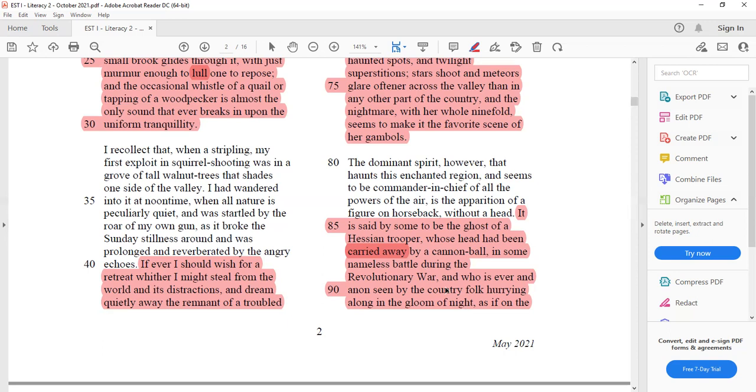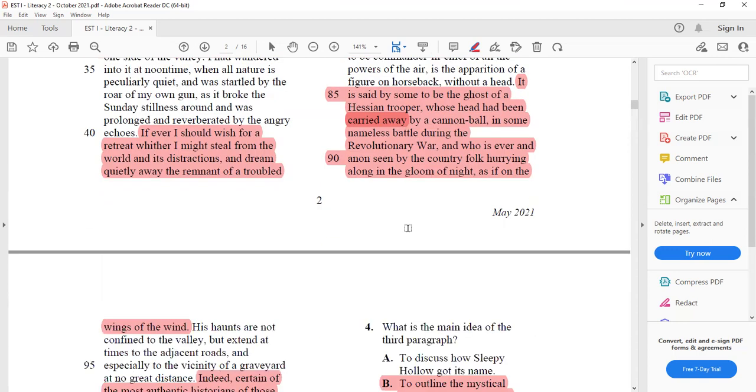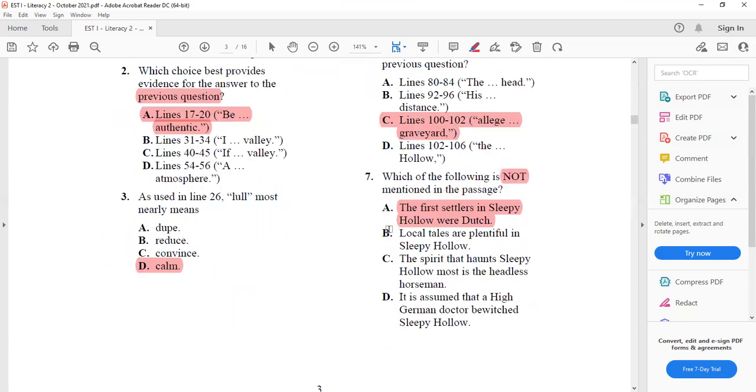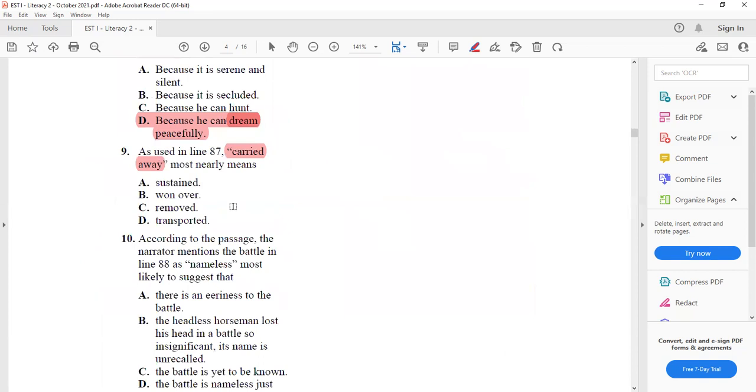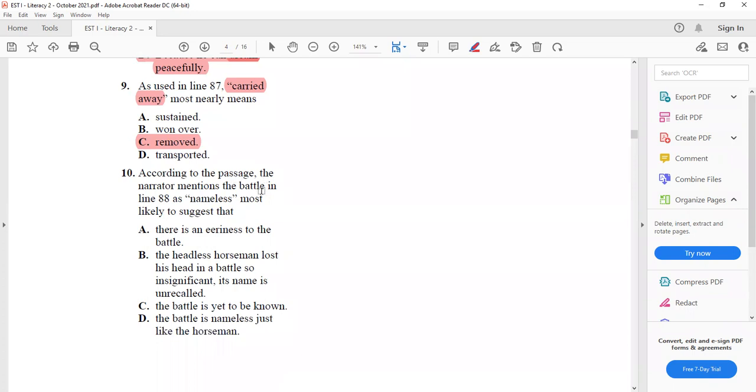In some nameless battle, this is not important. Now we got the meaning from cannonball and head had been carried away. So his head had been carried away. So if we go there, sustain, no. Won over, no. Removed, yes. His head was cut or removed by a cannonball. Also, we find it in a little time. Because of that, I told you that this one is actually so easy to find and easier than the SAT.